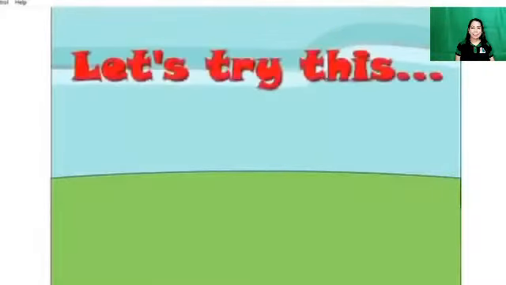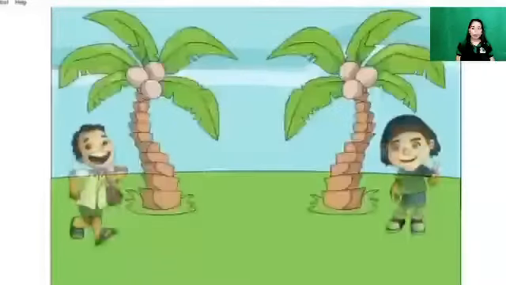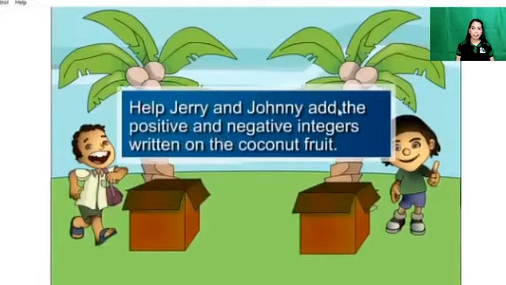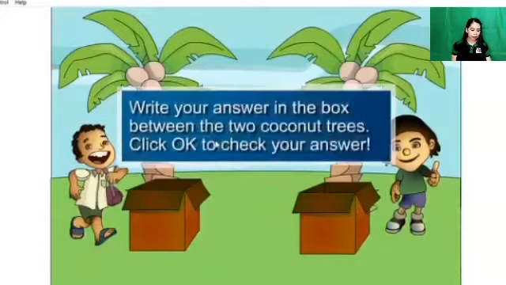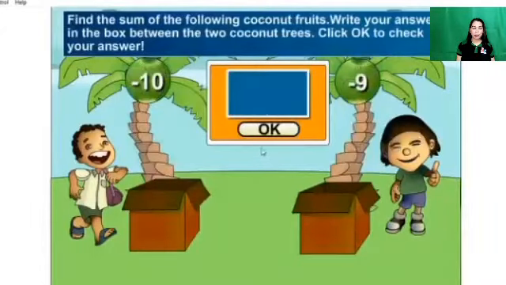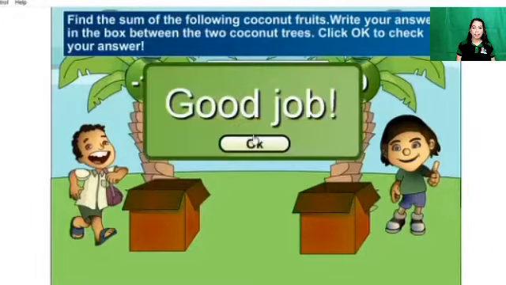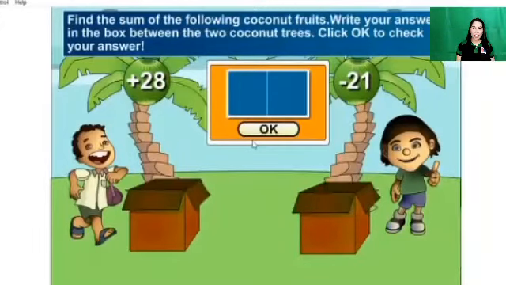Now let's try this. Help Jerry and Johnny add the positive and negative integers written on the coconut fruit. Find the sum of the following coconut fruits. Write your answer in the box between the two coconut trees. So negative 10, negative 9, what is the answer? Negative 19. Good. Positive 28 and negative 21, what's your answer? Is it negative or positive 7? Is it correct? Positive 7, very good.